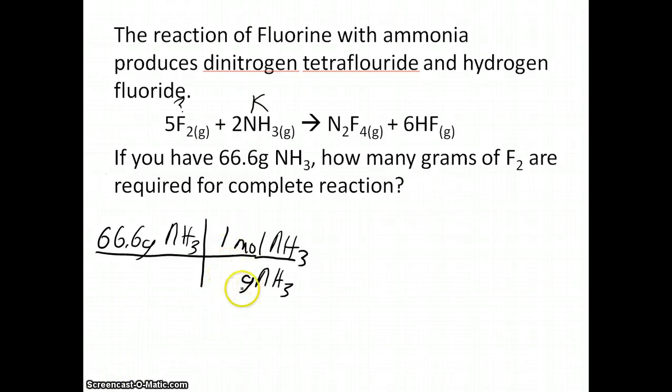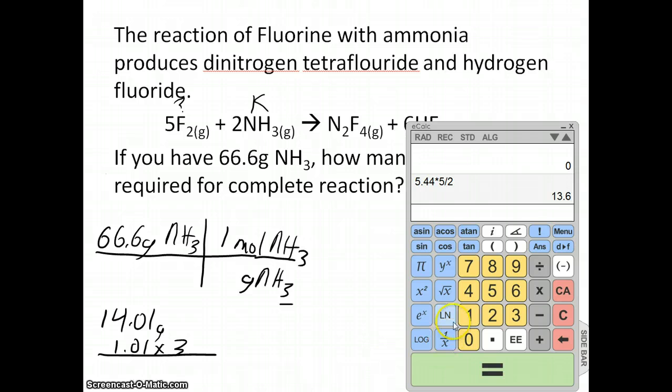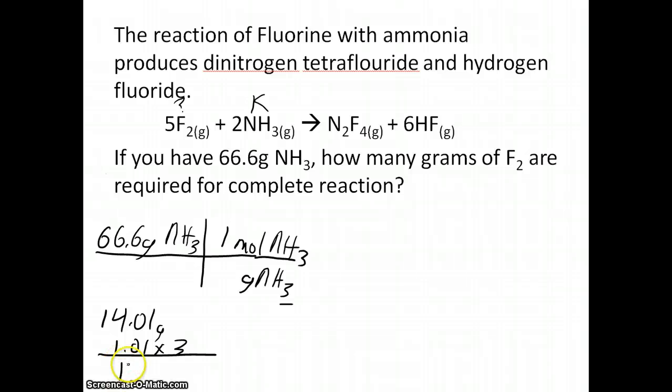To calculate grams, we need to do a little side equation here. Nitrogen is 14.01 grams, and hydrogen is 1.01, and there's 3 of them, so times 3. Let's add all that up: 14.01 plus 3.03 equals 17.04. So in 1 mole of NH3, we have 17.04 grams of NH3.